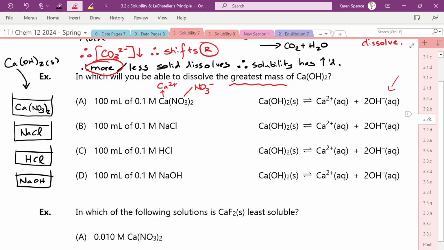So we've already done calcium ions present. We're trying to develop another substance.